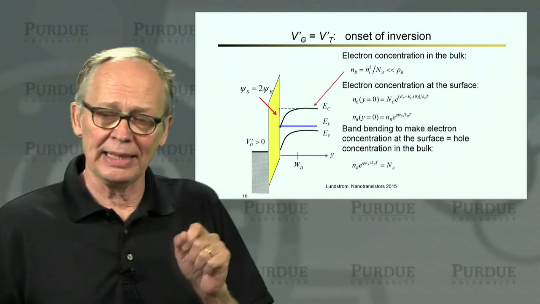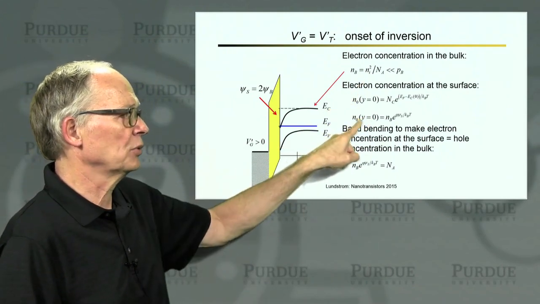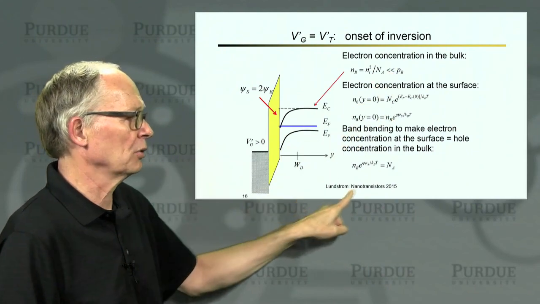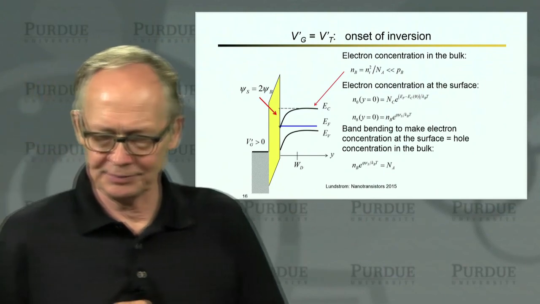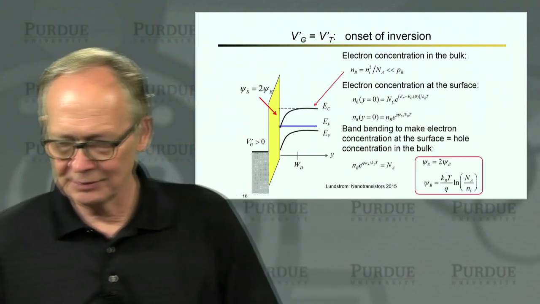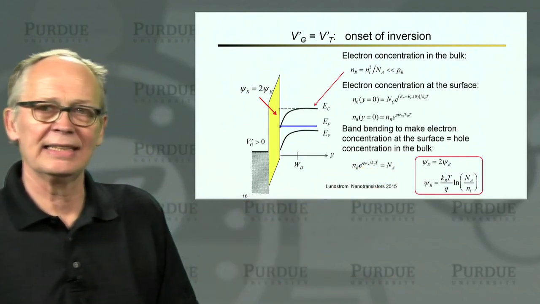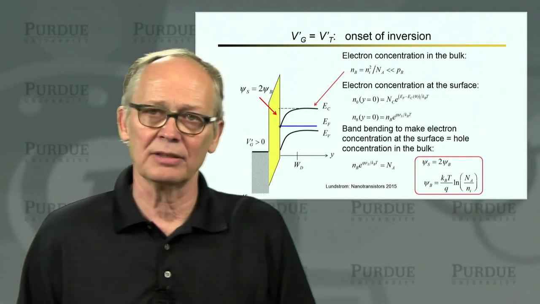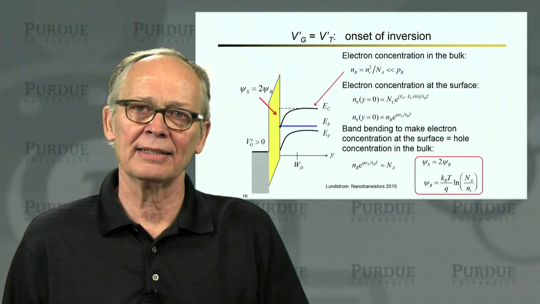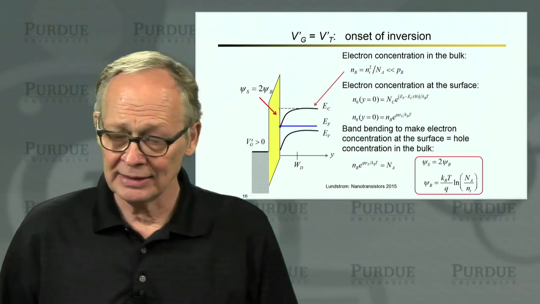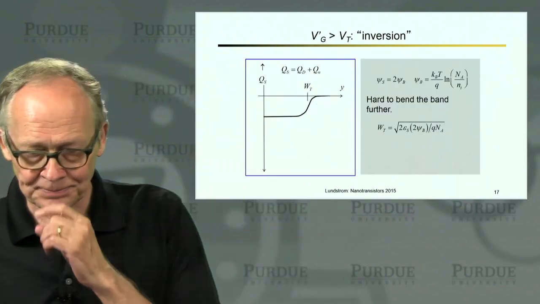Now, when we bend the bands enough, such that this electron density at the surface is equal to the hole density p naught in the bulk, when we make those two equal, we've reached a critical band bending. And that critical band bending we define as 2 psi b. If you work through the algebra here, you can see that psi b is directly related to the doping density of the semiconductor: kT over q log of doping density divided by intrinsic carrier density. So psi b plays an important role in our discussions on MOS capacitors.